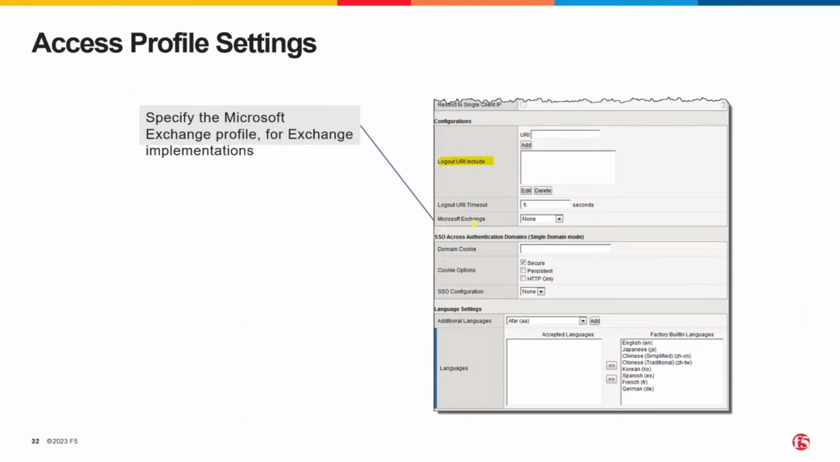So some login or logout options, some domain cookies that you can configure, some languages. You can customize your login page or webtops, those landing pages, for different languages. So you can customize them here, right? You accept those languages and you recognize, for example, the language of the user's browser, and you can show the user a specific version of your customized access policy depending on the language, of course.